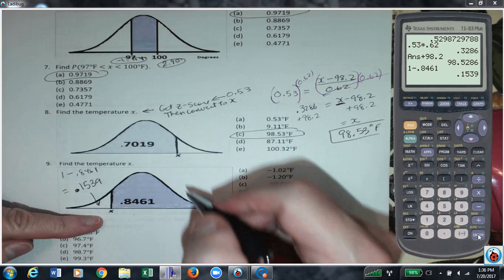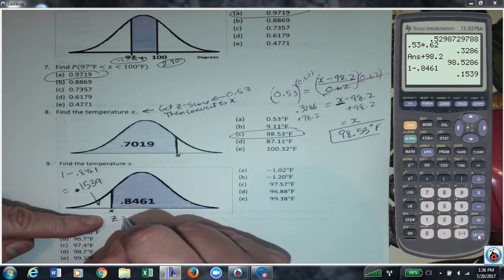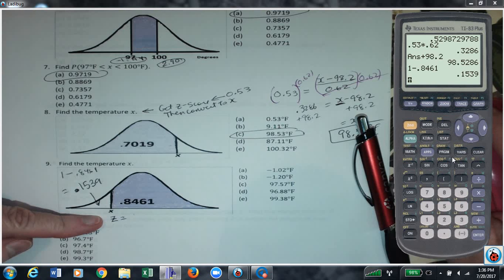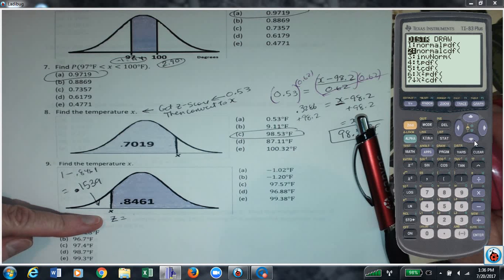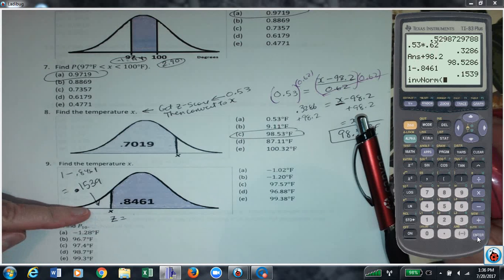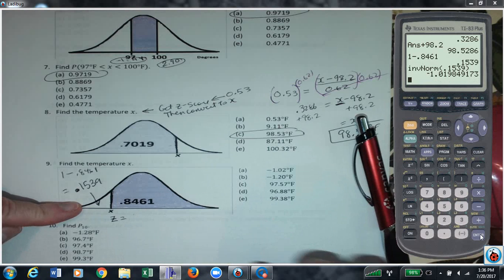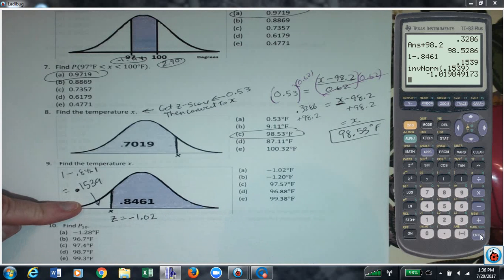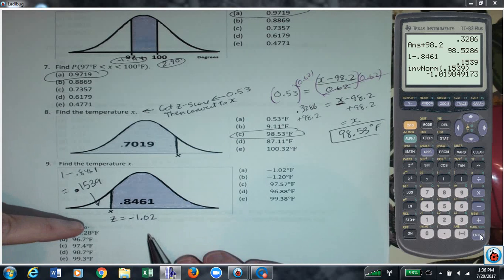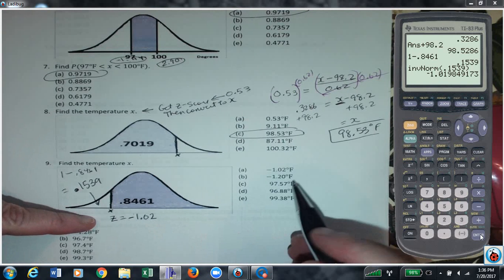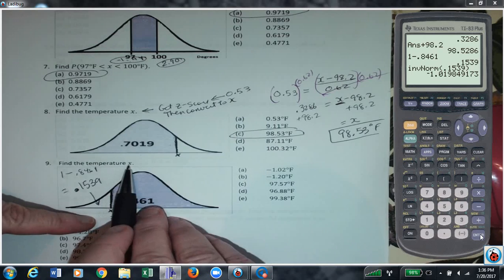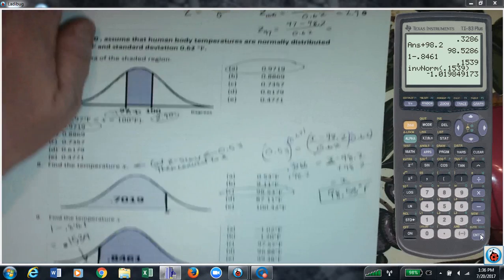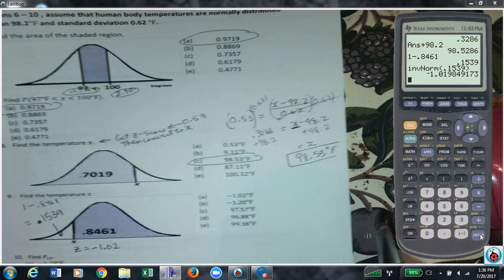Now I can get the z-score by using second vars, INV norm, and giving it the left area. That gives me the z-score. And we take that to 2 decimal places. So if I round that to 2 decimal places, it gives me that. Now, it's not going to be that. That's the z-score. We've been asked for the temperature. I have to use the conversion formula.